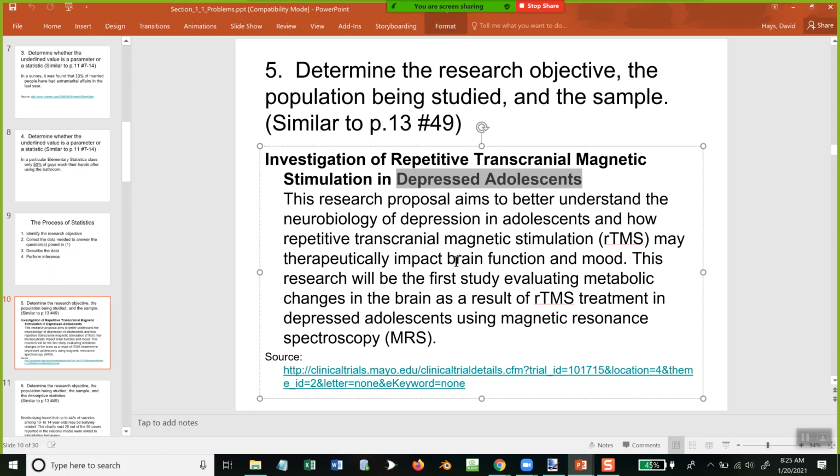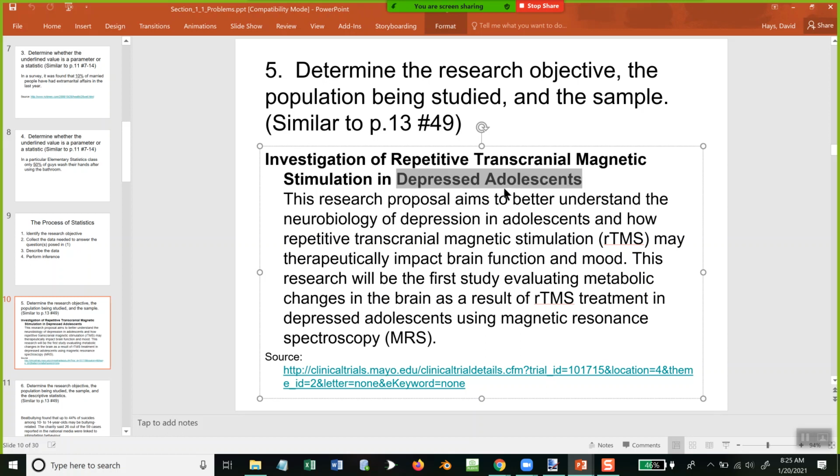Help depressed adolescents in some way feel better. So, the population being studied would not be adolescents, it'd be depressed adolescents. So the depressed adolescents across the entire United States, across the world. See how it's kind of vague? Which would it be? If we apply magnetic stimulation to adolescents in the United States, is that different than magnetic stimulation applied to individuals in Russia? I don't know. Sample. Sometimes they don't really say right here what sample is, but sample we assume is a subset of the depressed adolescents.